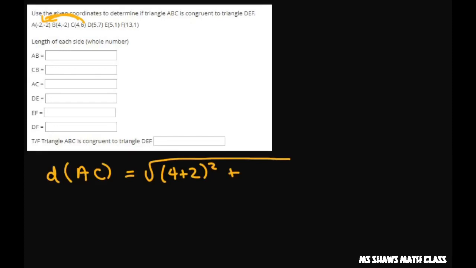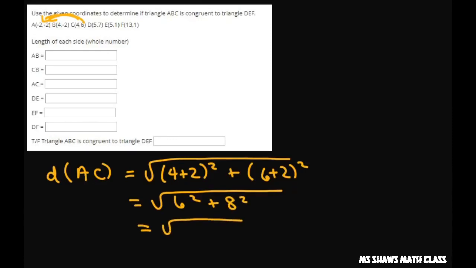So let's try that one. I'll do it down here, distance of AC. So I'm looking at 4 minus a negative 2 and 6 minus a negative 2. So 4 minus a negative 2 is 4 plus 2, and then 6 minus a negative 2 is 6 plus 2. So that equals the square root of 6 squared plus 8 squared, which equals the square root of 36 plus 64, which equals the square root of 100. Square root of 100 equals 10.